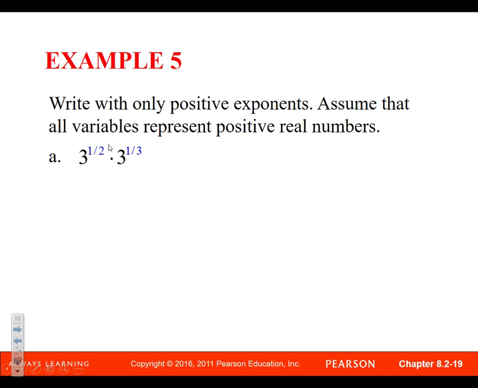If you have the same base, what are you supposed to do with the exponents? Multiply. No, you add them. So, a half plus a third. I'd have to get a common denominator, which is 6. So that's 3/6 plus 2/6. 3 plus 2 makes 5. So that ends up being 5/6.